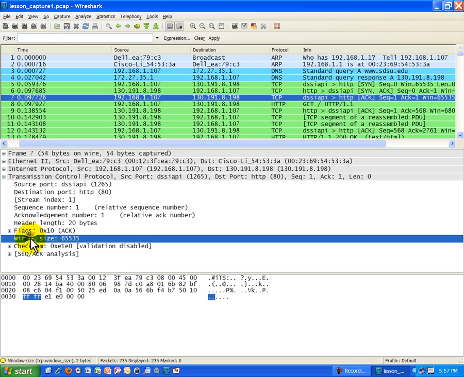All these other things like window size, maximum segment size, all that information, if you dig in here, you will find that information under the Transmission Control Protocol. So basically, having these 3 packets, to sum it up, is what constitutes a handshake.